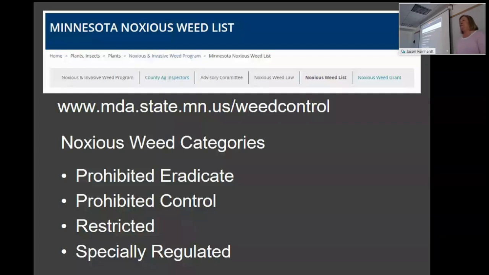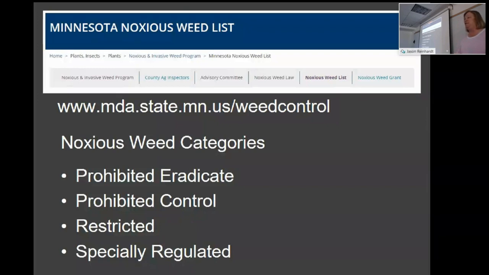Noxious weeds are organized into 4 categories. The first category is the strictest regulation. It's prohibited eradicate, which means that if a species is on the eradicate list, all propagating plant parts must be destroyed. Additionally, there can be no transportation, sale, or propagation of these species.